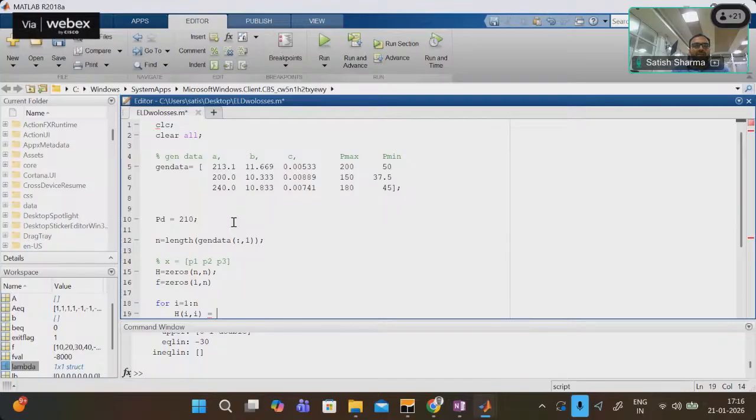So I can put hii equals to 2 times gen data, and then we are talking about the ith generator, comma, we have the c parameter, which is of the square term. That is available at the third index. So I will put it like this.